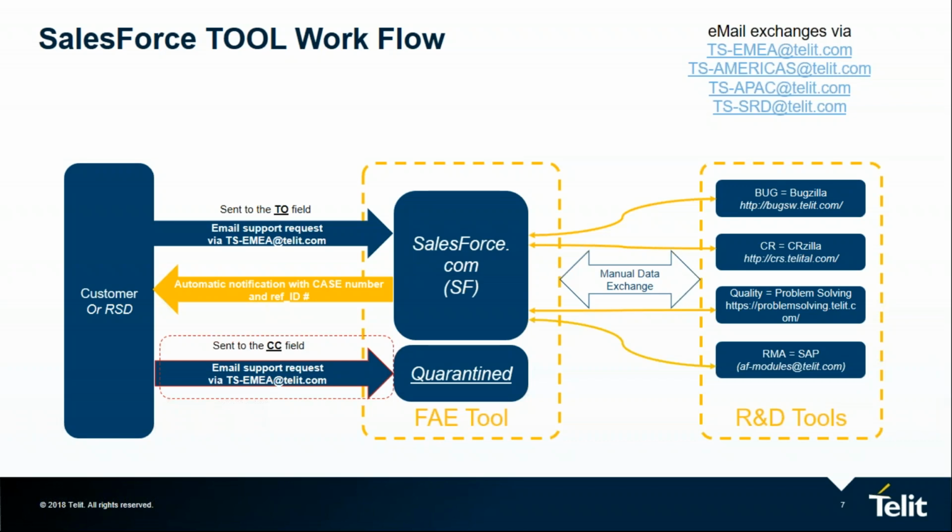So basically, once a case is created, the support team also has different internal tools, not only email exchange with R&D people or phone calls, but also internal tools that allow us internally to prioritize specific issues, software bugs, new feature requests with CRS, quality problems with a dedicated problem solving tool that also allows us to generate failure analysis reports, 8D reports, and also RMA handled by our after sales team in SAP.